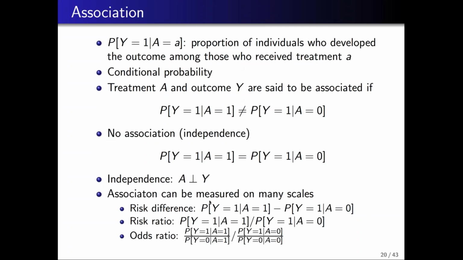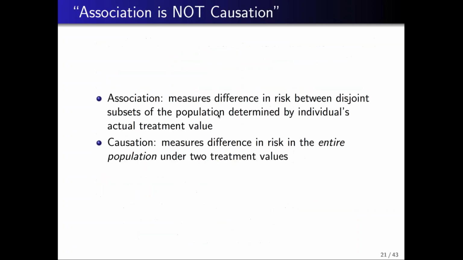And you can measure associations on many different scales. You can take a difference in conditional probabilities, you can take a ratio of conditional probabilities, or you can form an odds ratio. But the key distinction from what I described previously is that we're talking about conditional probabilities, not marginal probabilities.